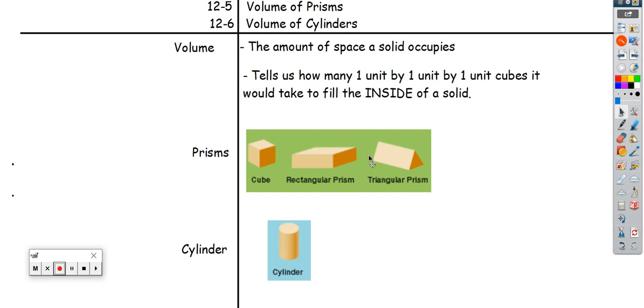Hello, this is Mrs. Freeze, and today we're going to be looking at lesson 5 and 6 from chapter 12, volume of prisms and volume of cylinders.